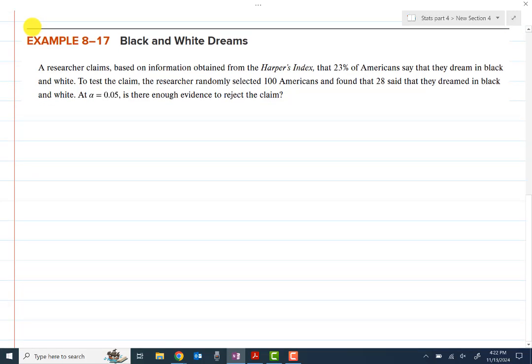We have a researcher claims, based on information, that 23% of Americans say they dream in black and white. So this here is the proposed p. To test the claim, the researcher randomly selects 100 Americans, so there's our n, and found that 28, there's x, said they dreamed in black and white, and there is our alpha level. So first of all, let me determine what kind of a test this is. They're claiming that p equals 23%.